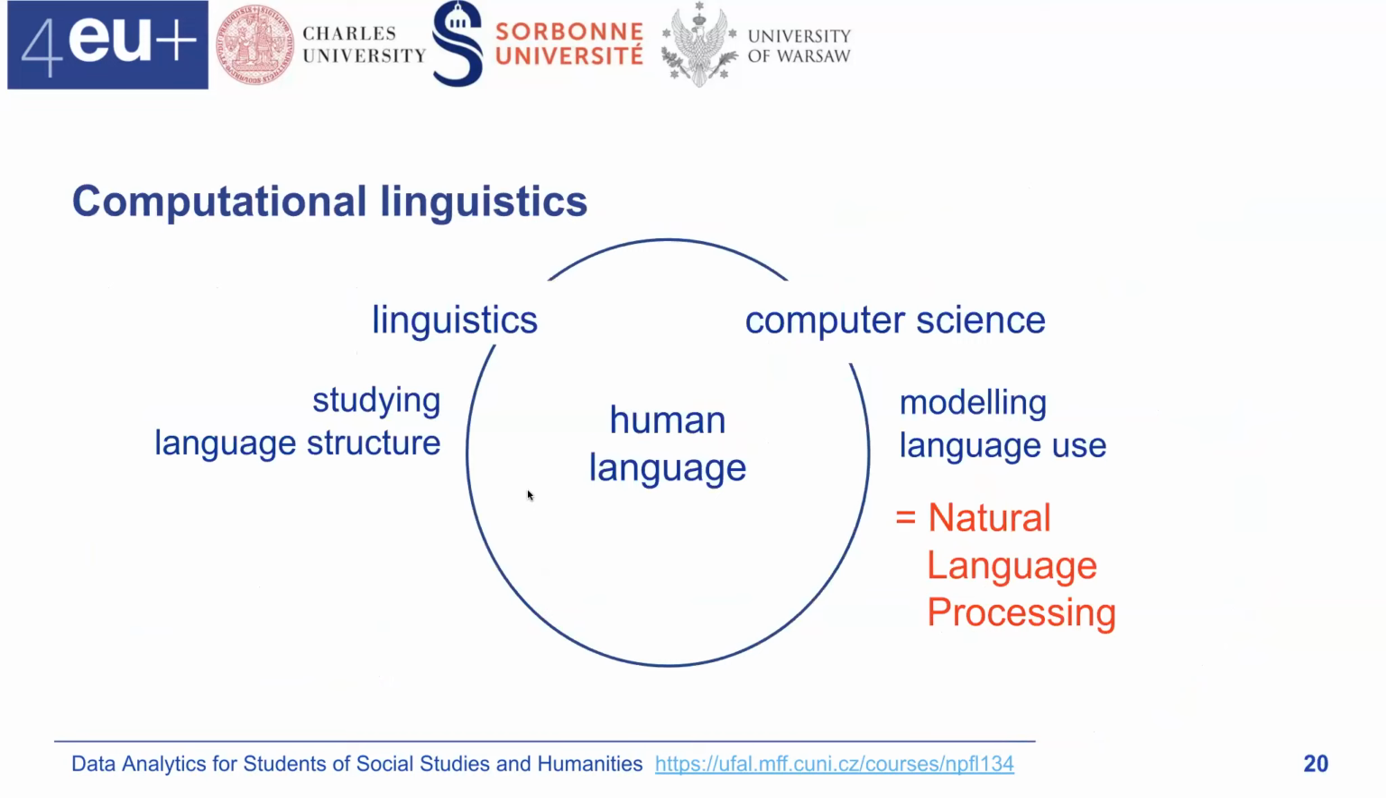Let me characterize natural language processing as a part of the field of computational linguistics. It is a multidisciplinary study of human language from a computational perspective, right? It has two main components: linguistics and computer science. And this component is natural language processing, in other words, modeling language use.